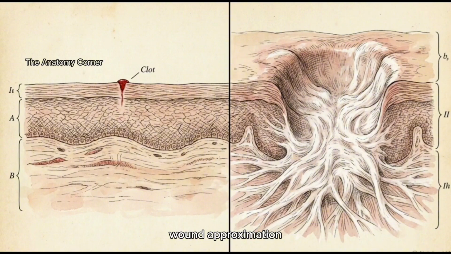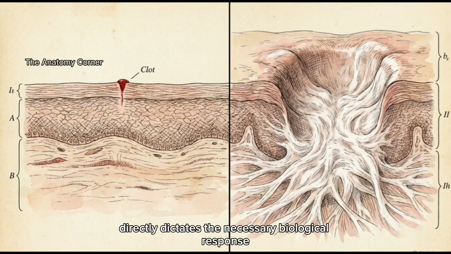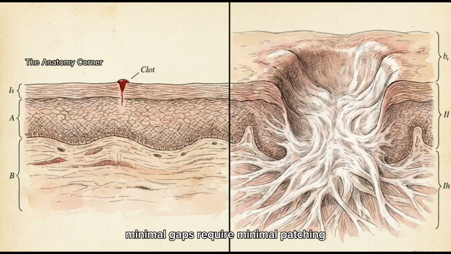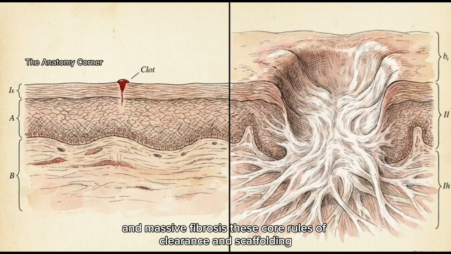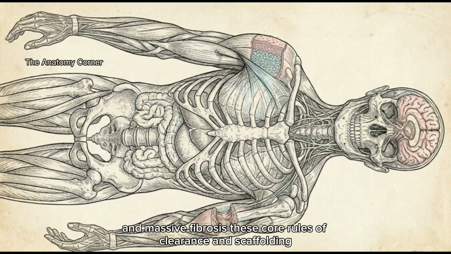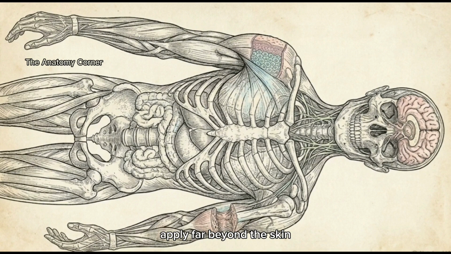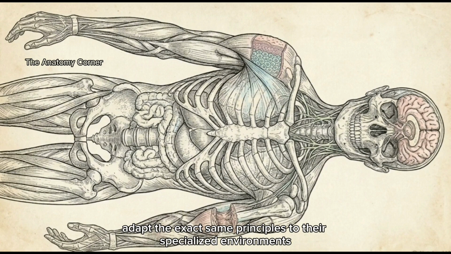Mechanical wound approximation directly dictates the necessary biological response. Minimal gaps require minimal patching. Large structural voids demand aggressive cellular contraction and massive fibrosis. These core rules of clearance and scaffolding apply far beyond the skin. Internal tissues adapt the exact same principles to their specialized environments.